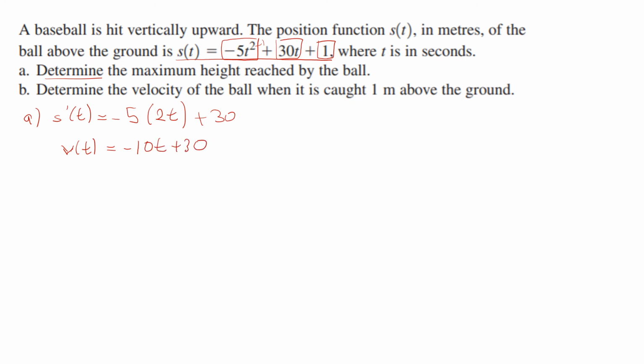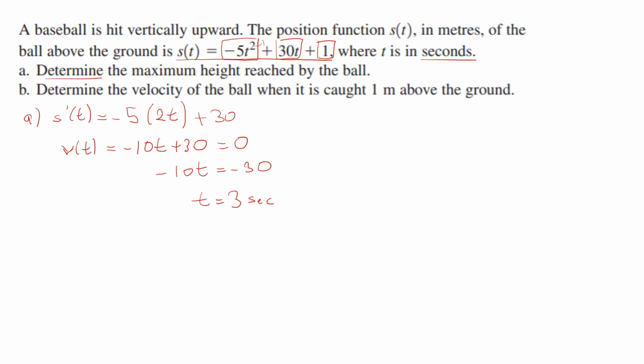Now that I have my velocity function, all I need to do is set this equal to 0 so that I can find the time at which I reach my maximum height. From here, it's easy. I send the 30 as a negative to the other side, so I have negative 10t equaling negative 30. Divide each side by negative 10, and you end up getting 3. So at 3 seconds, I reach my maximum height.